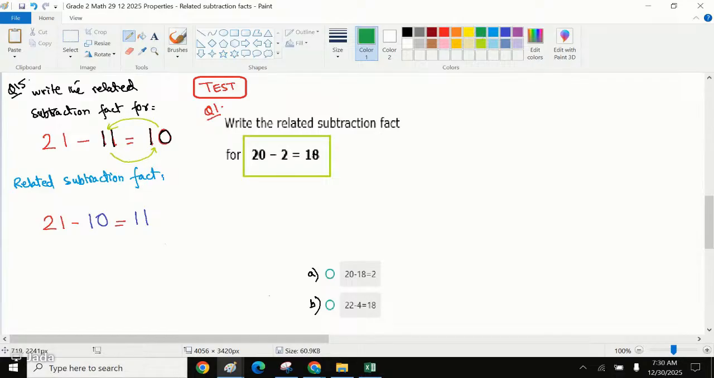So we can always write the answer also. 20 minus 18 is equal to 2. This is our related subtraction fact. Once we go down to the options, that is option number A. So we would click on option number A.